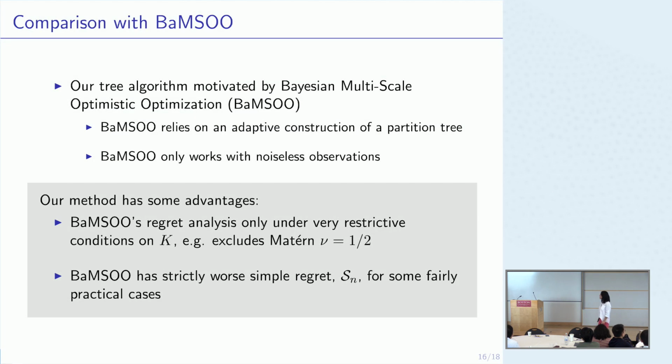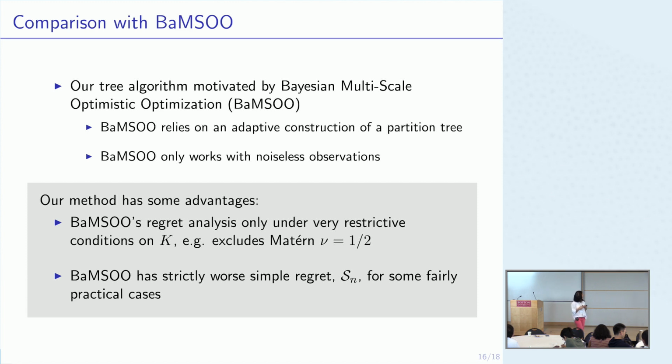Now, if anybody is familiar with the literature on the noiseless Gaussian process, our algorithm is basically the only other algorithm with this sort of adaptive discretization. The adaptive discretization allowed the complexity of my algorithm to be linear in D. Every other algorithm was exponential in D. The only other algorithm in the Gaussian process literature we know of is BaMSOO. Again, that one is adaptive, so it's scalable with dimensions. And our algorithm has some advantage over that.